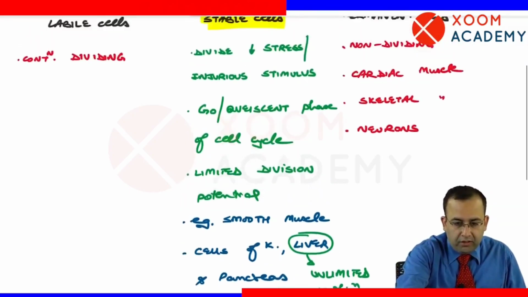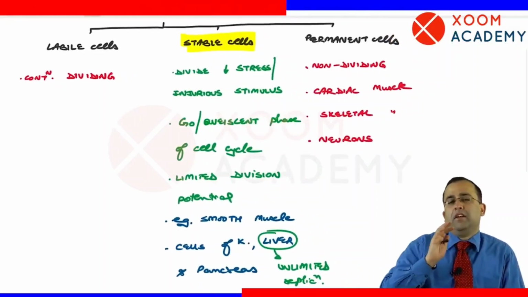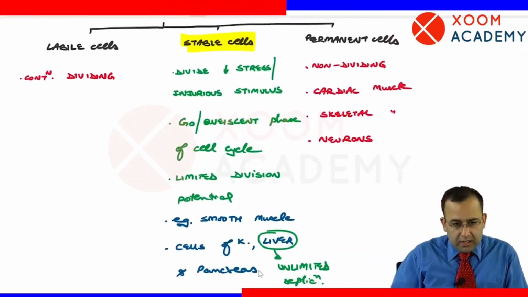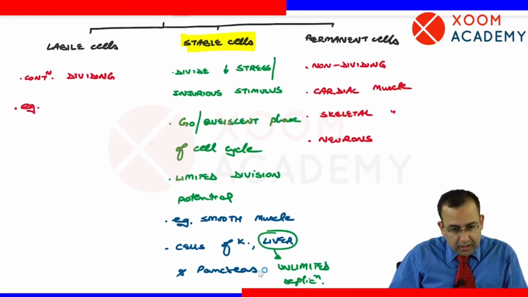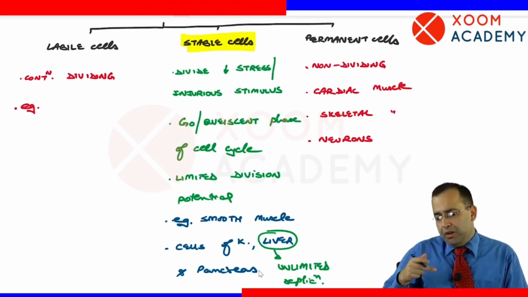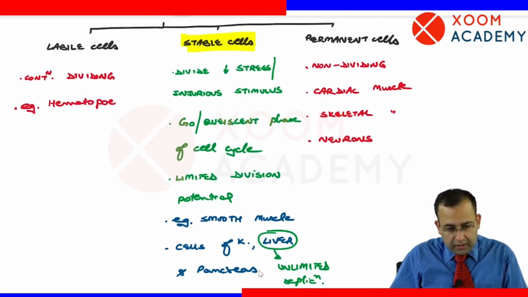Next point, this gets us to our first category, that is labile cells. Labile are the continuously dividing cells. Which are the examples of labile cells? Firstly, let us start with bone marrow. Bone marrow में cells continuously regenerate. So the first example is hematopoietic cells of bone marrow.